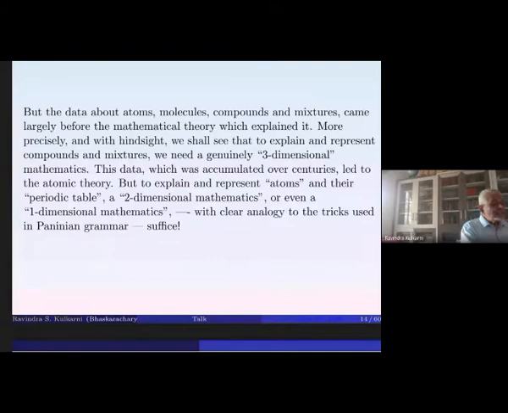More precisely, and with hindsight, we shall see that to explain and represent compounds and mixtures, we need a genuinely three-dimensional mathematics. I think this point is not made in chemistry courses. To represent something like methane, CH4, we need a three-dimensional model. But to explain what the atoms are, or the periodic table, just a two-dimensional mathematics, or even a one-dimensional mathematics, suffices. And that one-dimensional mathematics, by the way, has a clear analogy to the tricks used by Panini. So that was also like mathematics. And that one-dimensional mathematics suffices for representing the atoms in the periodic table.